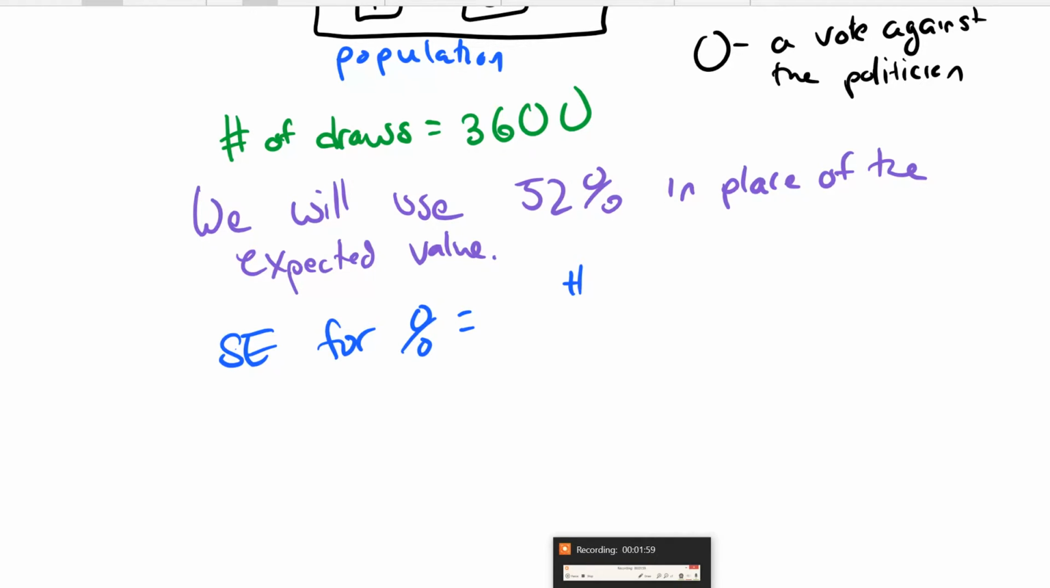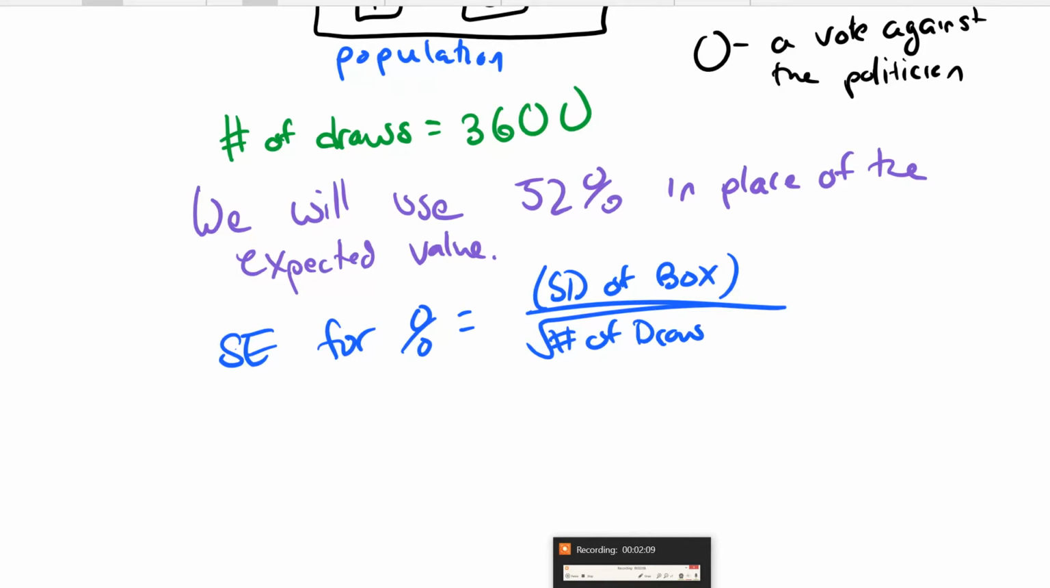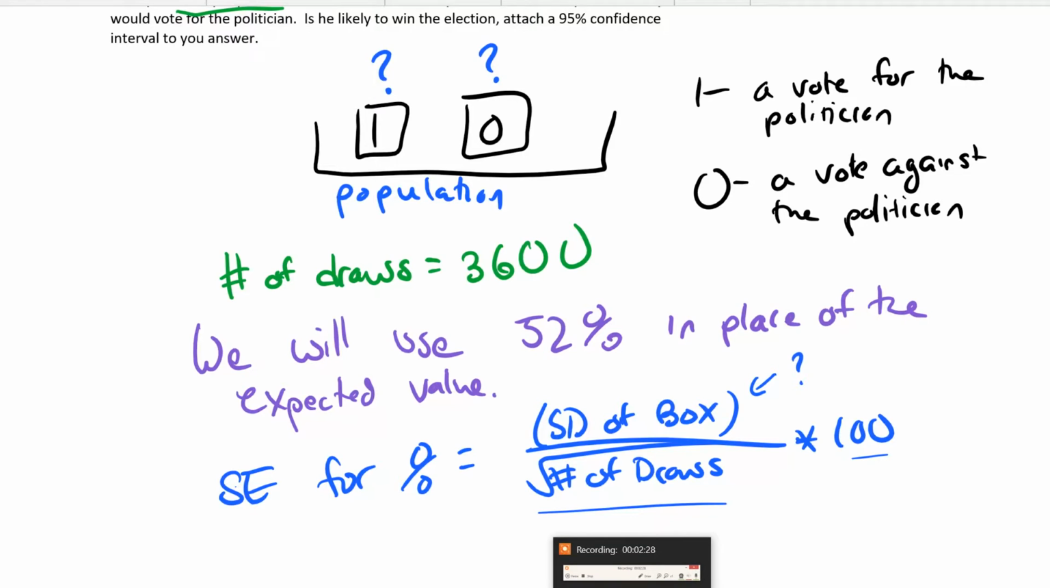That's the SD of the box over the square root of the number of draws, times 100%. We know the number of draws is 3,600, so this is okay. The 100 is fine. But what about the SD of the box? To calculate the standard deviation of the box, we need to know how many 1s and how many 0s there are. But we don't know how many 1s and how many 0s there are.